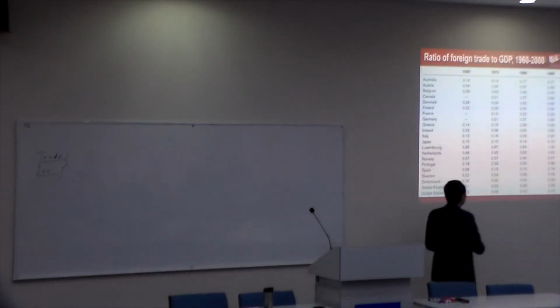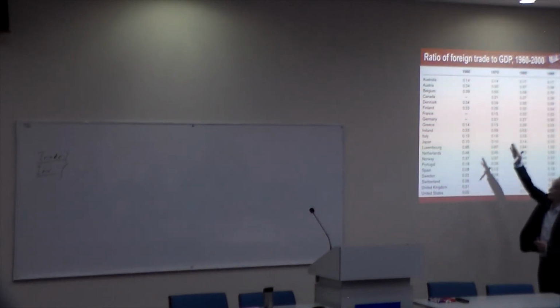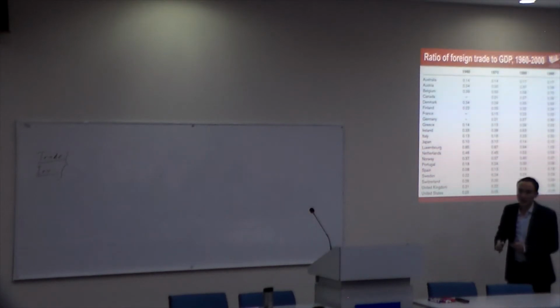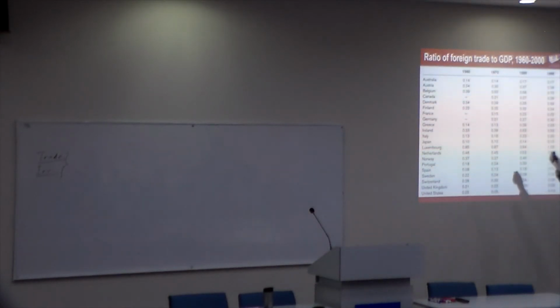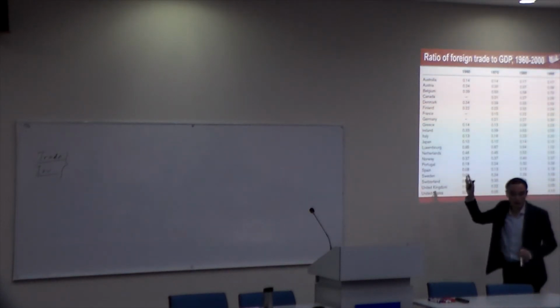For example, if you look at this data, which gives us data for the 1960s, 70s, 80s, 90s, and 2000, it shows the share of trade in GDP. You can easily see that for almost all countries the share of trade in their GDP has increased, which means that the importance of trade for their economies is growing. And at the same time, investment for all those countries has increased.